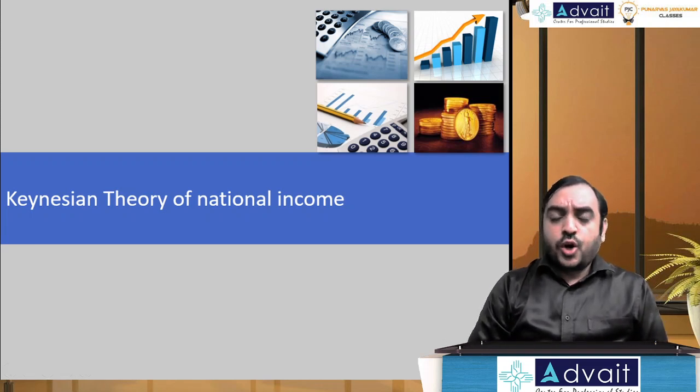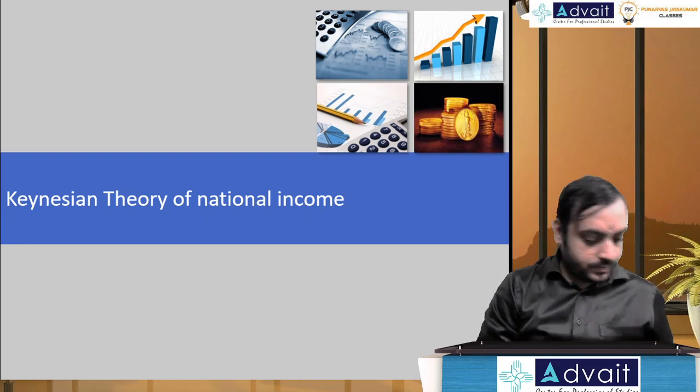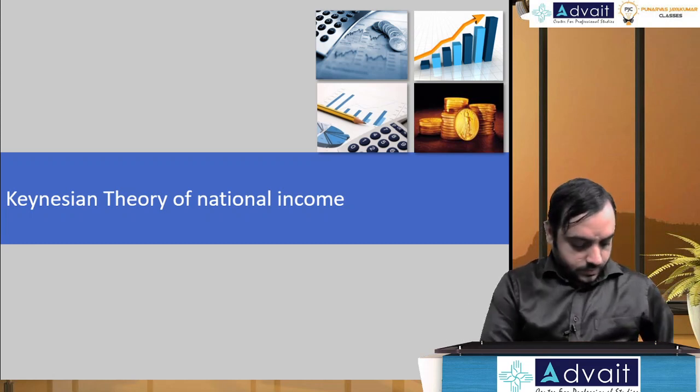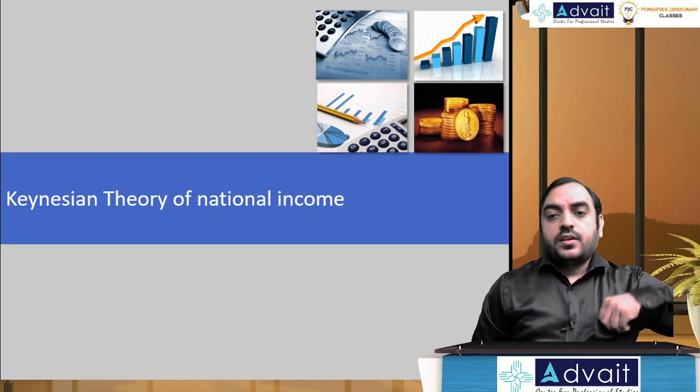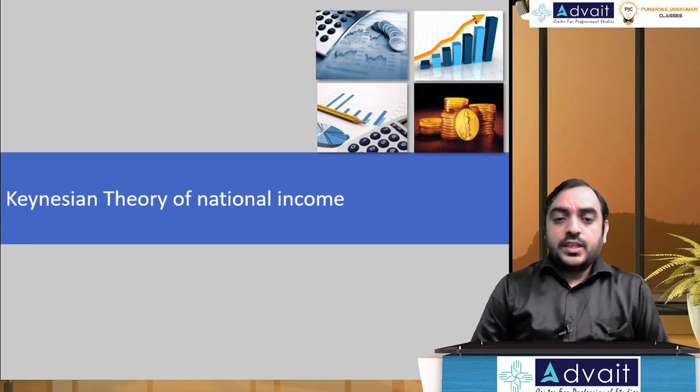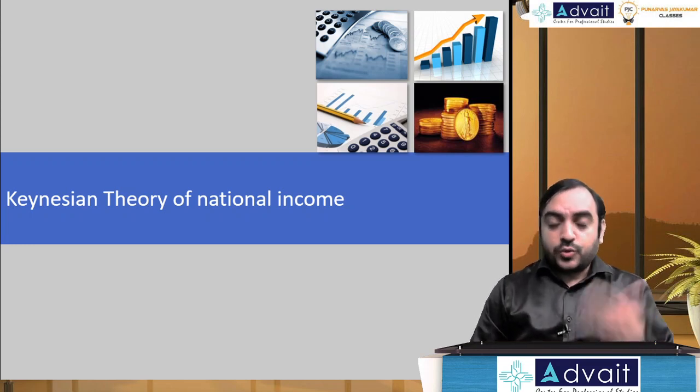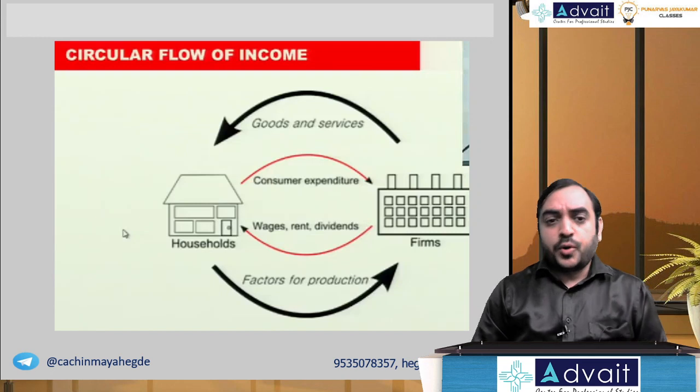Okay, so let us move on. Next chapter name, Keynesian theory of national income. This is a very small element. Quite a few graphs are there, but let's understand the important one.